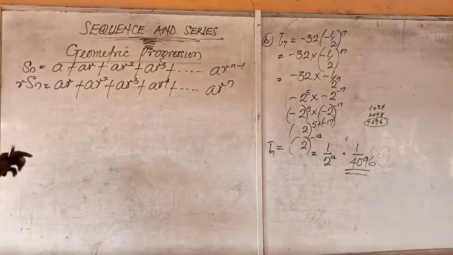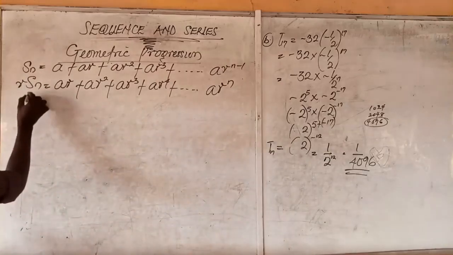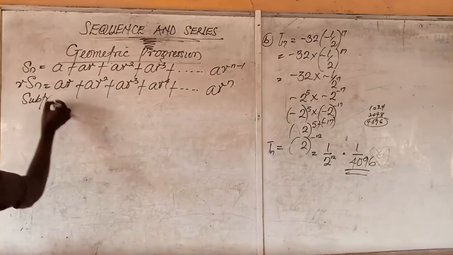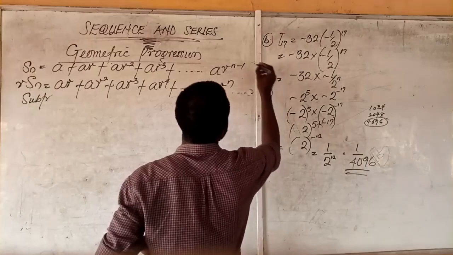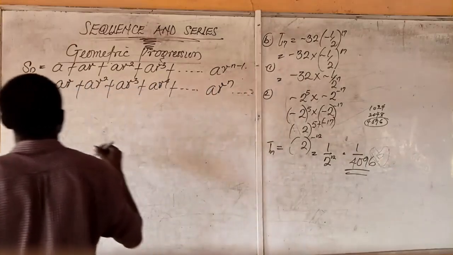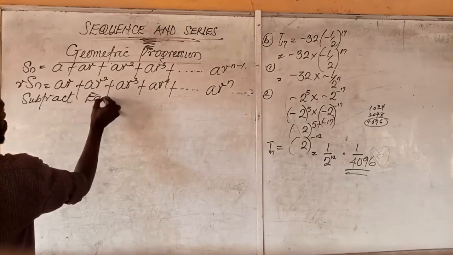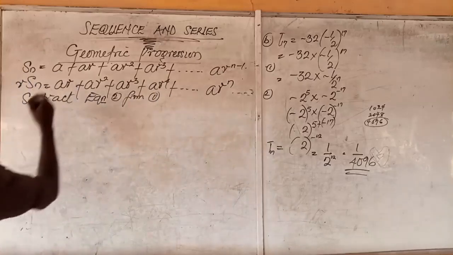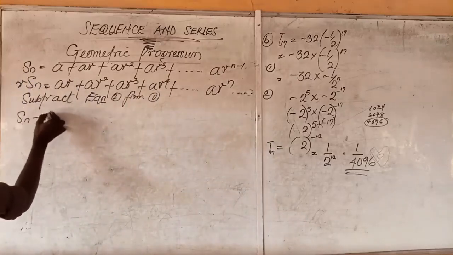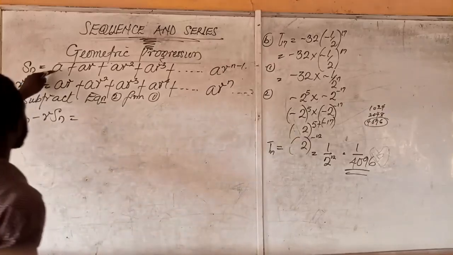We can decide to subtract this equation from this equation, or this equation from this equation. But let's just go like this minus this. So this is equation 2 and equation 1. Okay, so subtract equation 2 from 1.